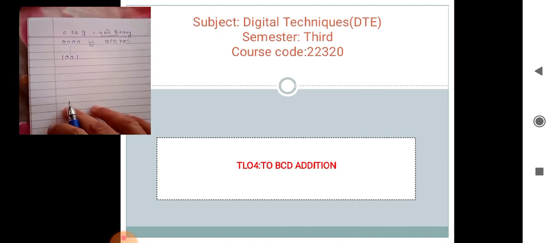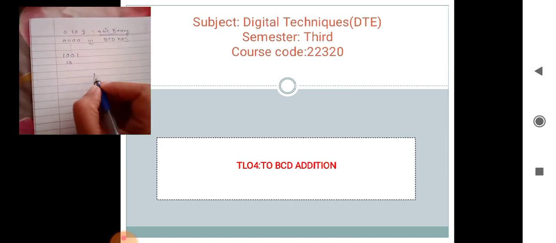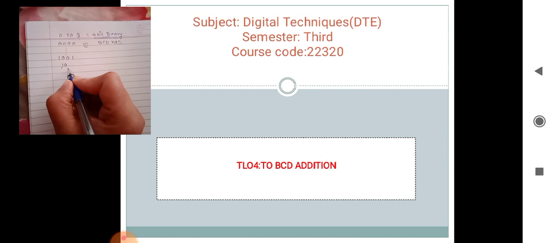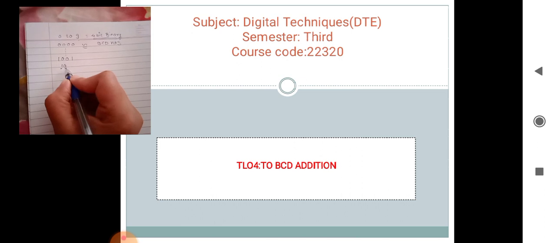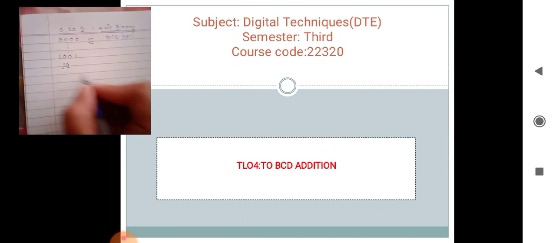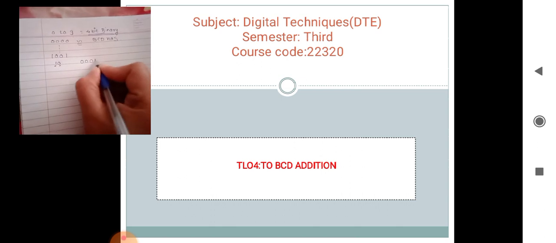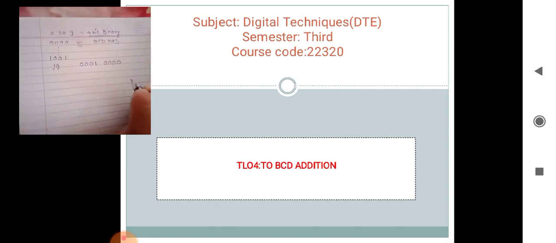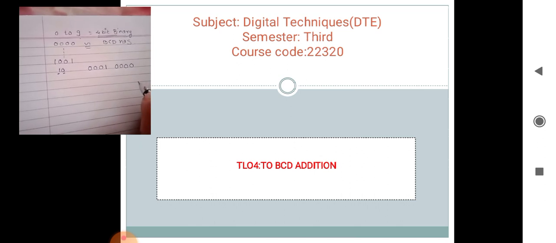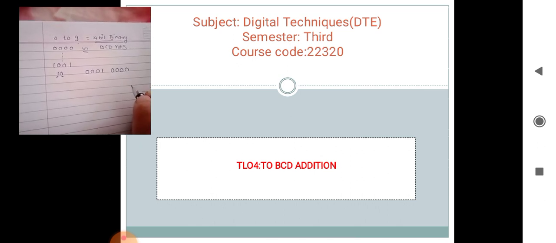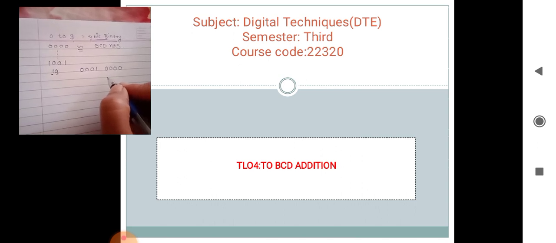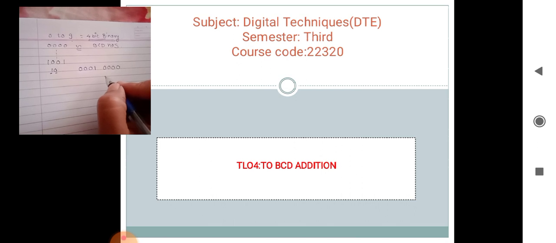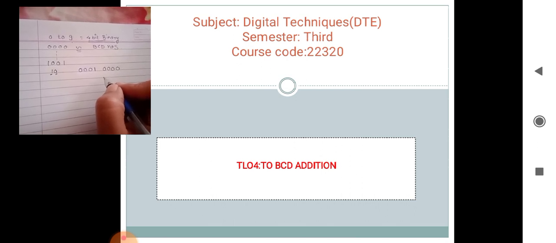But after 9, for 10, how will we represent this in BCD? For the 1 we will write 4-bit binary, and for the 0 we will write 4-bit binary. So in BCD the decimal 10 is denoted as 0001 0000. Likewise, for each digit we write a 4-bit binary number, and that is nothing but BCD numbers. In the last lecture we saw how to represent BCD numbers. So representing each digit of a decimal number in 4-bit binary is nothing but your BCD numbers.